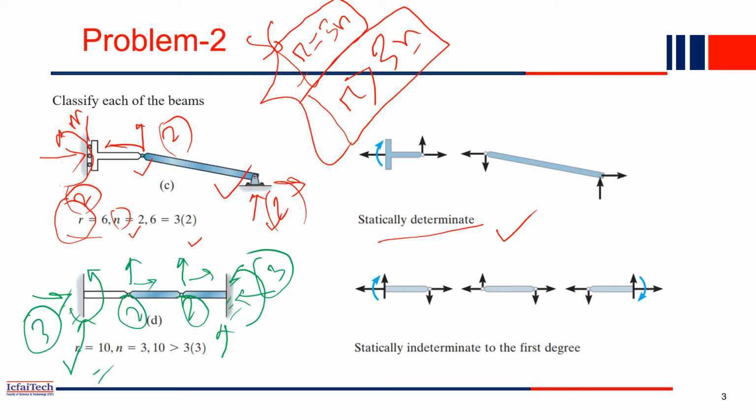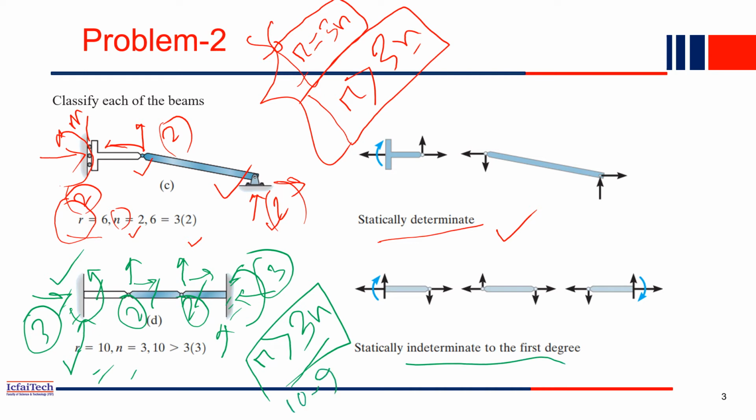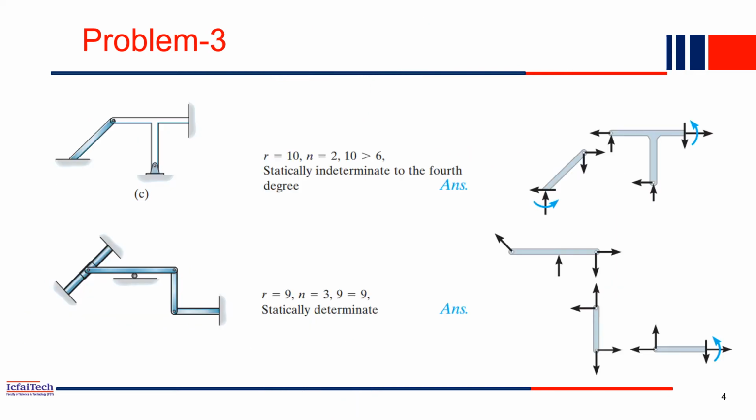And N means how many segments are there. So here how many? 1 segment, 2 segments, 3 segments. So N is equal to 3. So 3N will be 9, but the reaction is 10. So in this case, R is greater than 3N. So this beam is an indeterminate beam. This is a statically indeterminate beam of first degree, because you get 10 minus 9, so you get 1. 1 is the degree of indeterminacy of this beam.